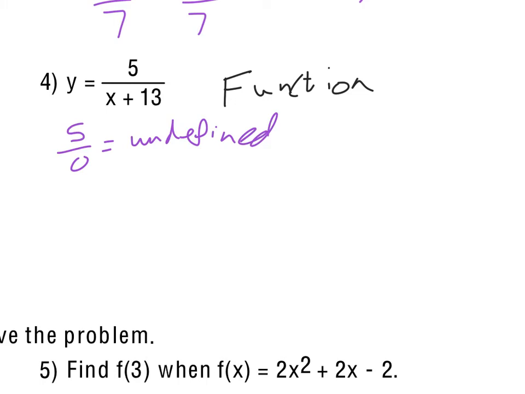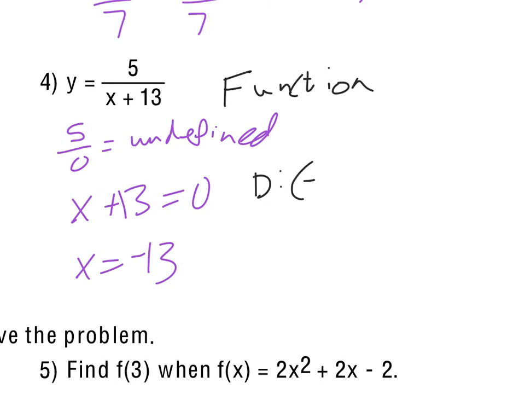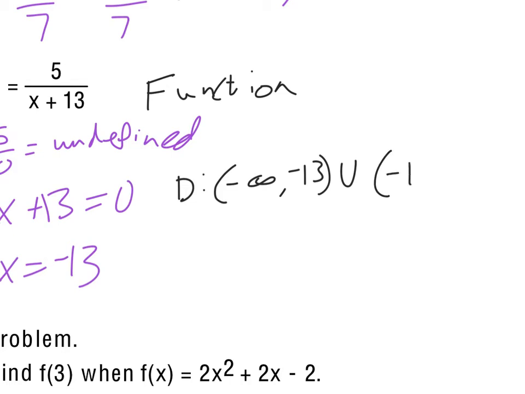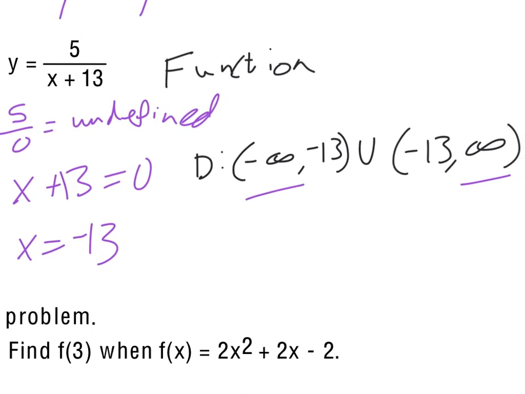So the question is, what makes x plus 13 equal to 0? And we can solve that pretty easily. Just subtract the 13 from both sides. We get x equals -13. So then the domain for this in interval notation is a little bit long. We get -infinity to -13, and then we union that with -13 to infinity. So we're really looking at -infinity to infinity, just not the -13. So that's how we describe that. And again, yes, it is a function, and then state the domain.